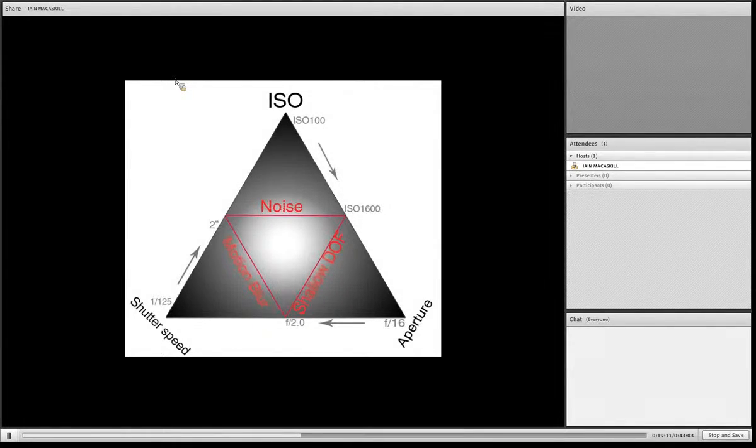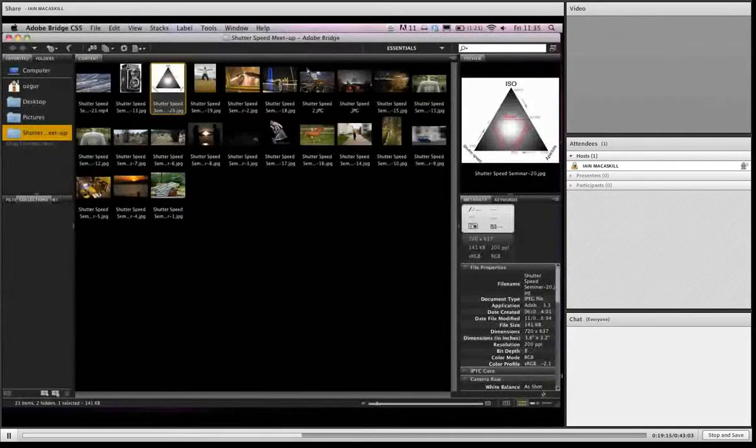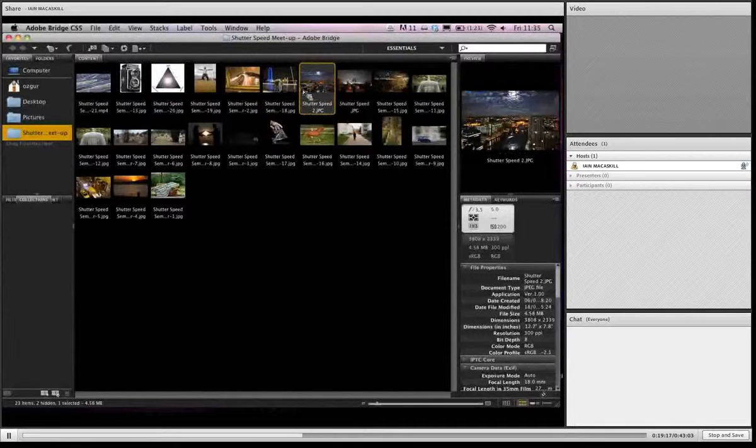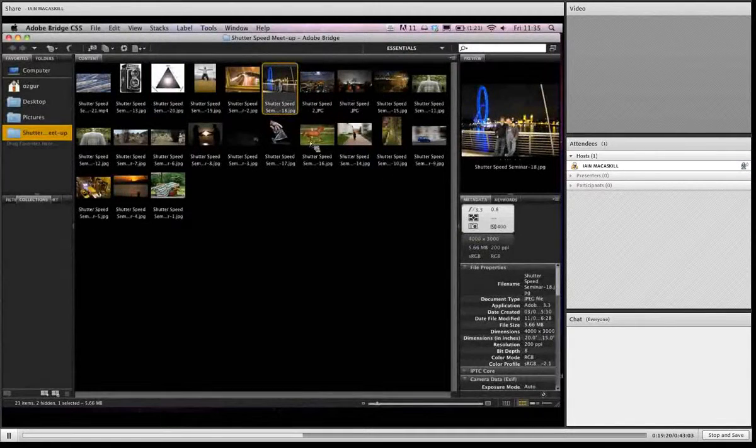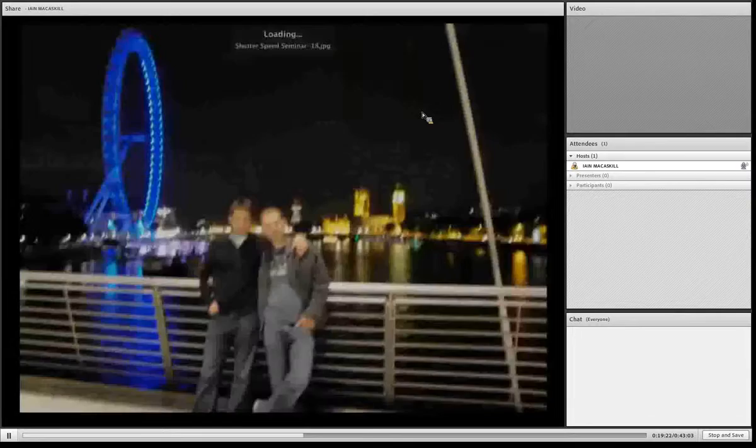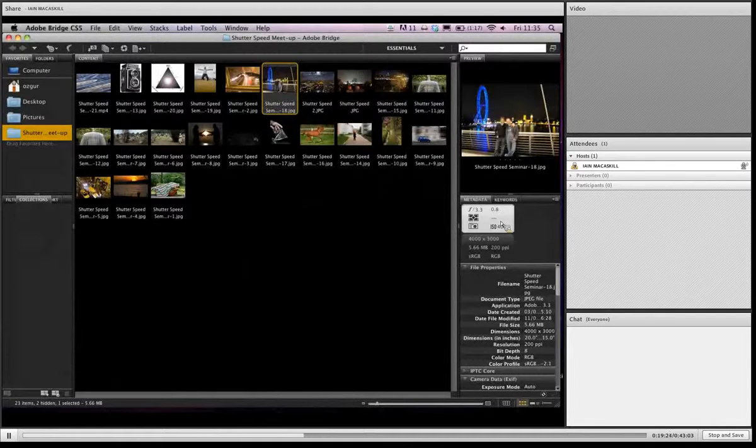Now, before we move on, I'll show you this one here. This image that we just saw used 0.8 seconds. So it was just a little less than a second to expose this. And of course, the photographer can't stand still for a second, and the result is shaky.